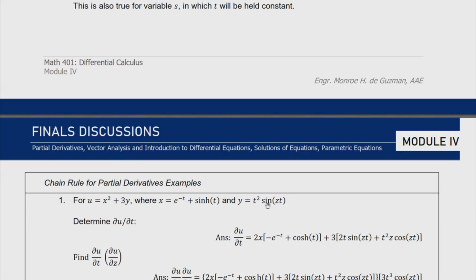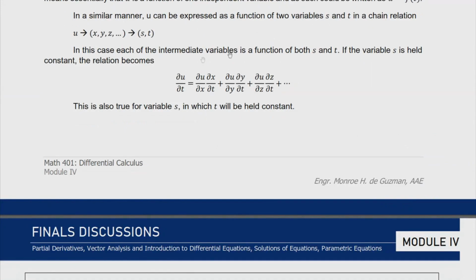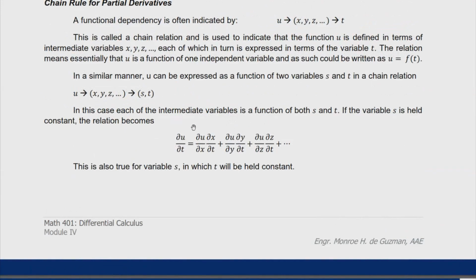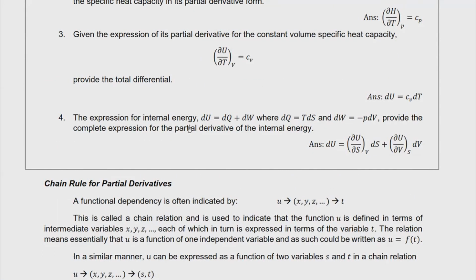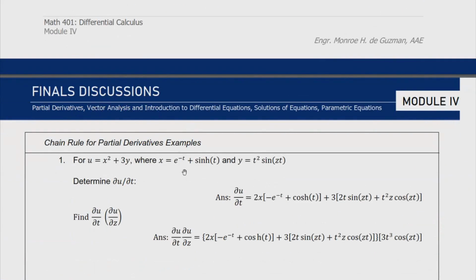So this one is expressed in t, and this one is expressed in terms of t and z. So you can differentiate that using this general expression. The total differential is like the chain rule, in a way, where there are more variables than what we have, and we don't have any intermediate variables in our total differential. But in this case, we do have.